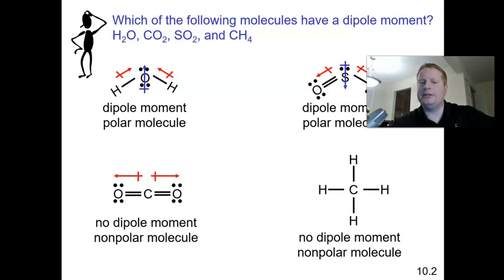Last point, point number three. If there are polar bonds, but they are in equal and opposite directions because the molecule is symmetrical, that means the molecule itself is nonpolar despite having polar bonds.